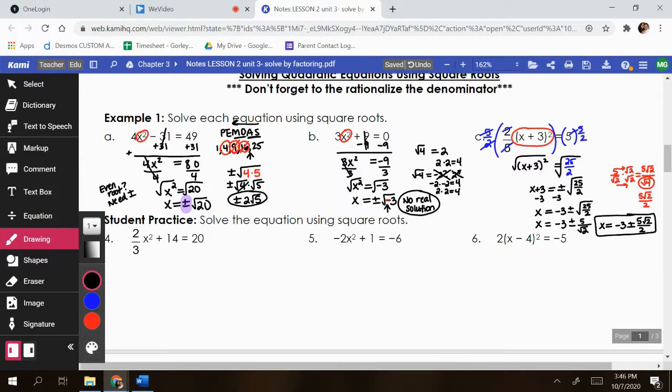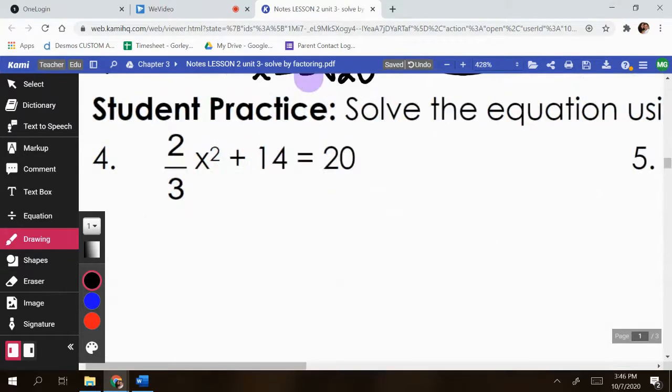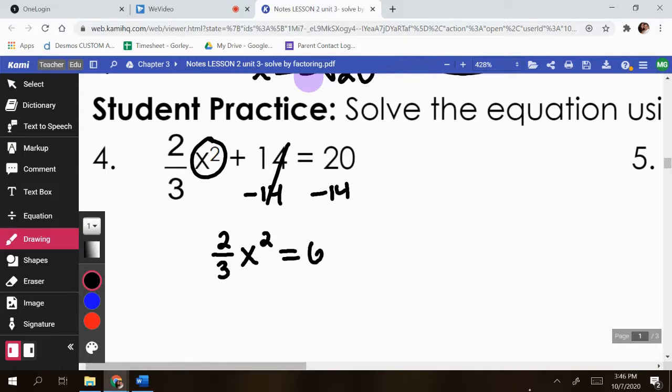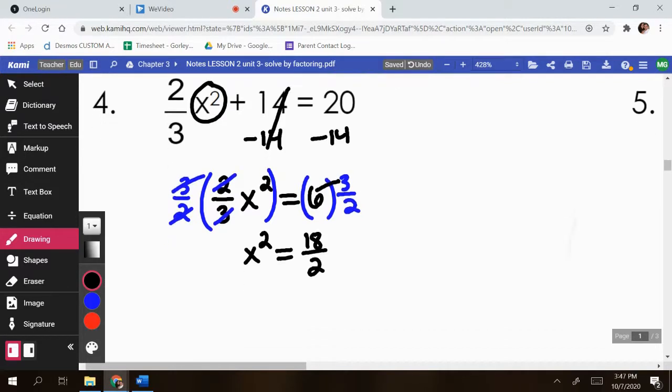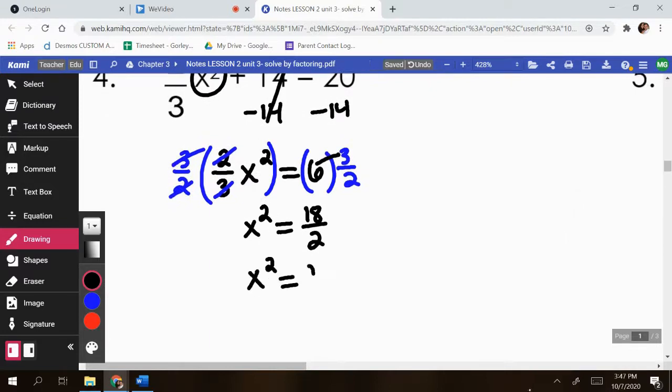Okay, welcome back. Let's go ahead and run through these quickly. We're trying to isolate the squared term, so I'll subtract 14 on both sides. We end up with 2/3 x squared equals 6. To get x squared by itself, we're going to multiply both sides by the reciprocal of 2/3, which is 3/2. Okay, 3's cancel, 2's cancel. So we end up getting x squared equals 6 times 3 is 18 divided by 2. So we get x squared equals 9.